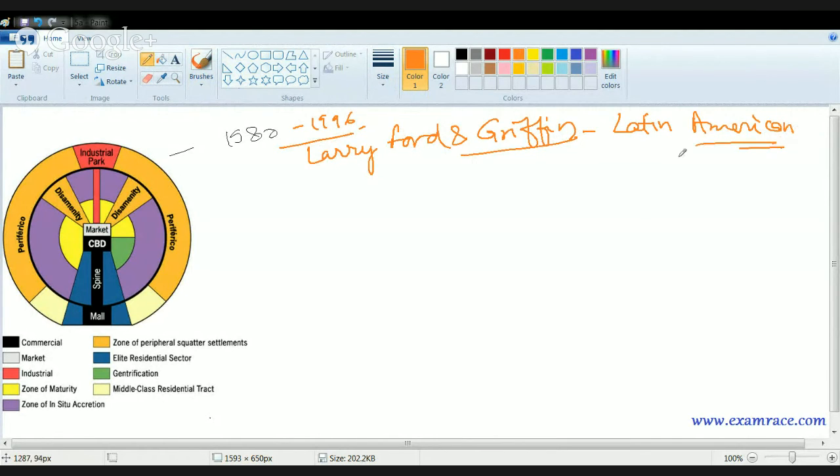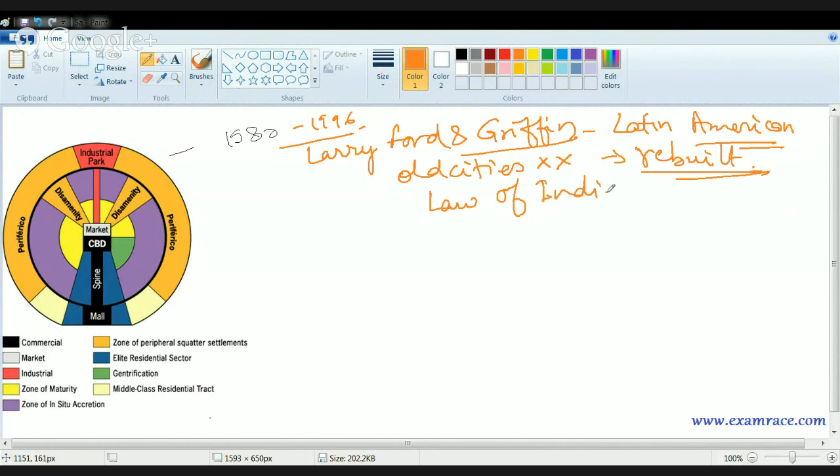Now, why did this model come into existence? Before, in the previous era, there were European colonies in Latin America, and these colonial powers demolished the old cities and tried to rebuild them in European styles. In this process of rebuilding, there were colonial legal codes known as the Law of Indies, propounded by the Spanish. Because of that, there came a need to develop a city model, and this was the basic city model.